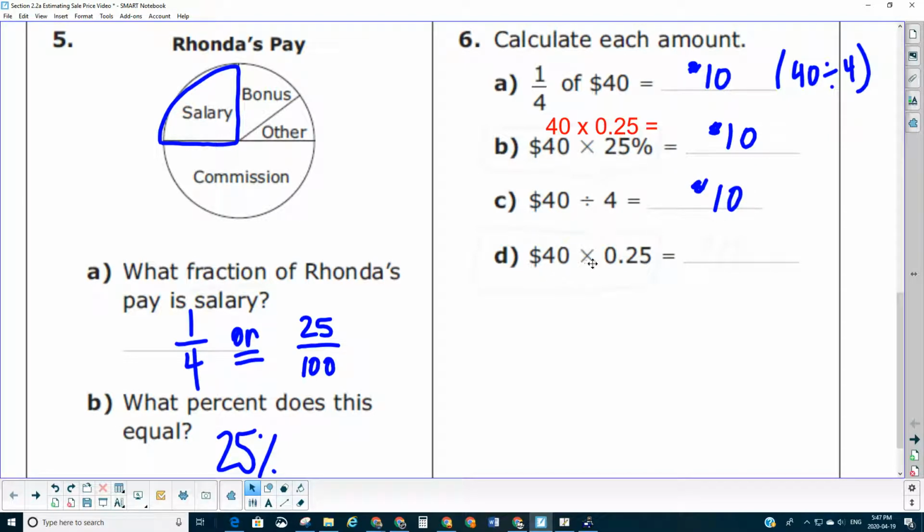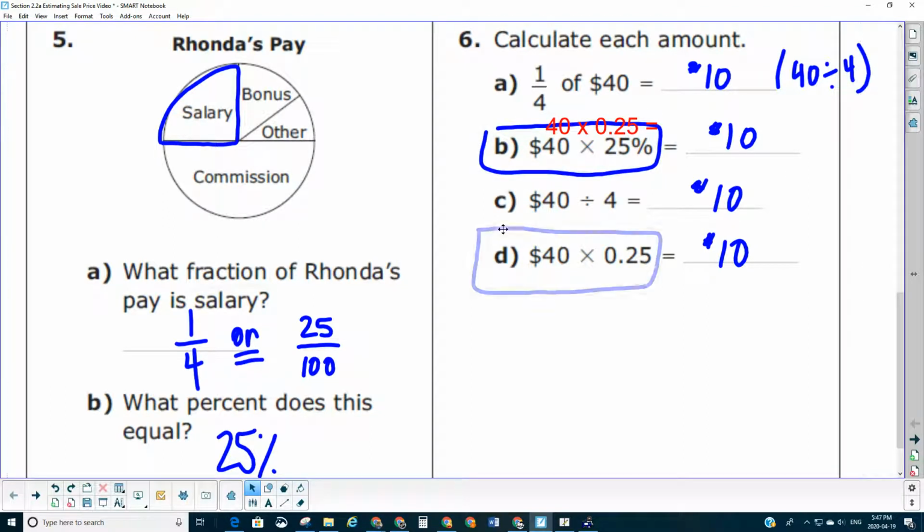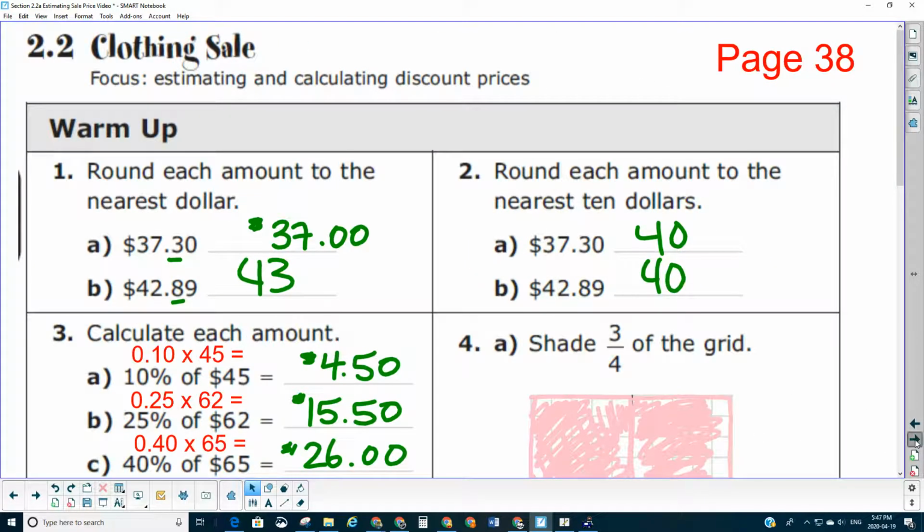And finally, this last one, 40 times 0.25. Well, isn't that exactly what we did right there? And we know that the answer is $10. So not surprisingly, all of these are actually saying the same thing. 1/4 of $40, 25% of $40, $40 divided by 4, which is the same as a quarter, or 0.25. All of these mean the same thing. They all end up being $10. These are the two that we're going to use most often for today's lesson. Using the decimal or the percent, we're going to be asked to find the percent, and we'll want to change to a decimal.